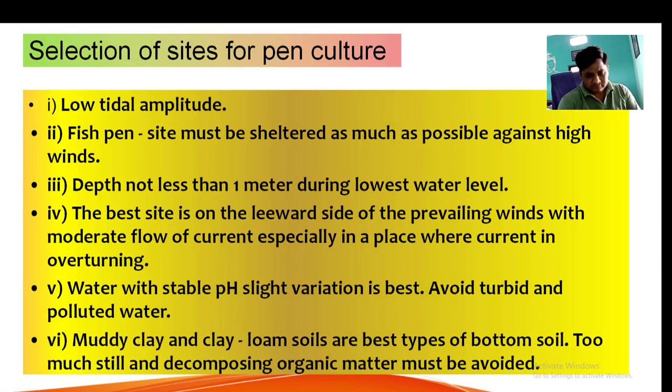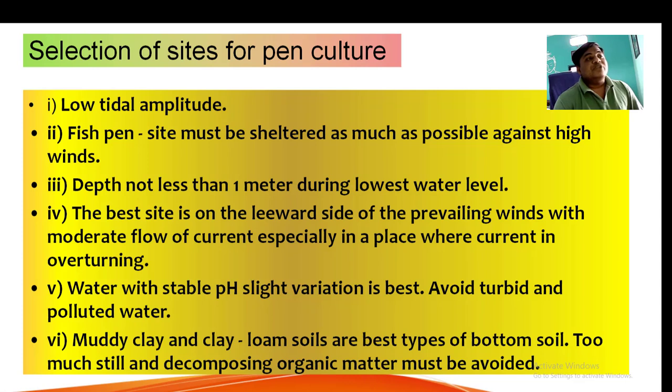Okay, now the next is the site selection for pen culture, meaning what type of site should be selected for the pen culture activity. The very first important aspect is low tidal amplitude. Then the fish pen site must be sheltered as much as possible against high winds. Whatever high wind is there, it should be sheltered before the pens are fixed in the particular space.